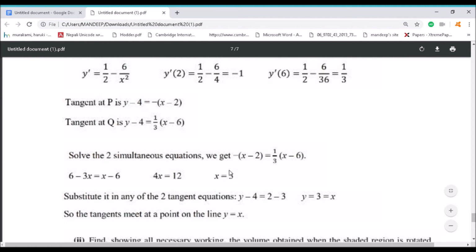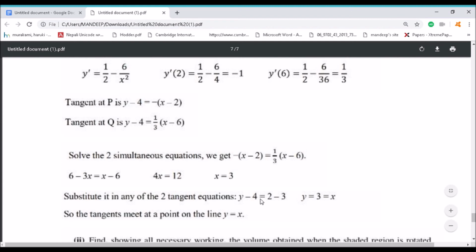So the value of x is the point where they intersect. It is the x coordinate where they intersect. After you get the value of x, you can put it in any of the equations. The value of x in any of the equations should be the same. So just replace anywhere you want and you get the value of y.